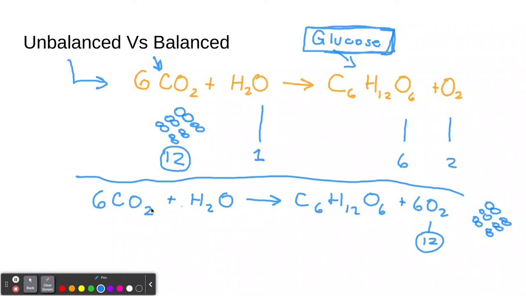So is it balanced yet? We have 12 oxygen here, but we have 6 here. So we have 6 here, but here we only have 1. So it's not balanced yet. So let me clear this out. Let's get a bigger page here. Clear it out. Pause the tape if you need to.